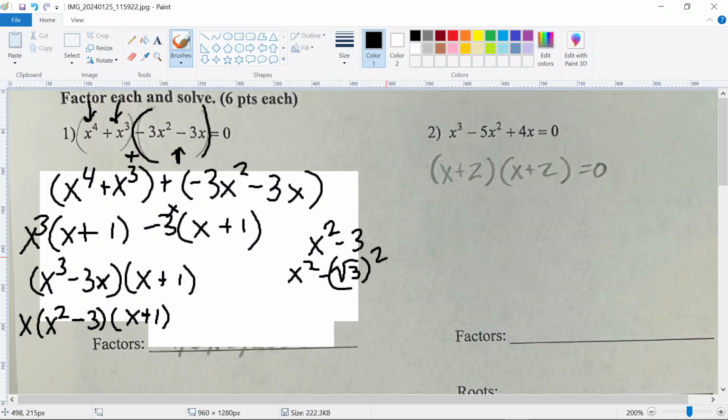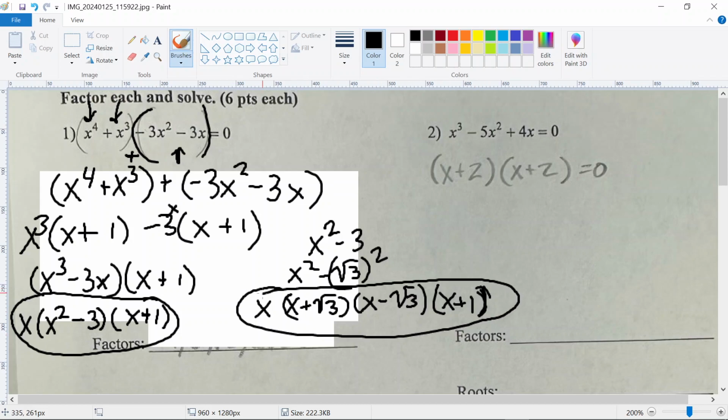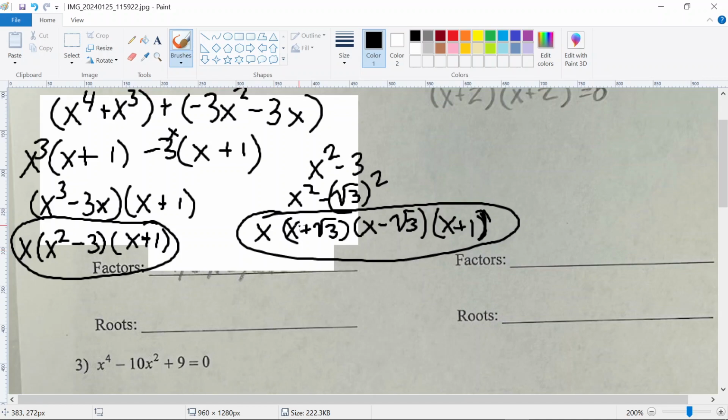So this is difference of 2 squares, so it's going to be x plus square root of 3 and x minus square root of 3. Usually it stops at integer factors, so you can write this as the factors, or you can write x times those times x plus 1, if you want to factor that difference of 2 squares. So you could also write that as the factors. That would not be incorrect. But okay, either way. And now the roots, set each one equal to 0.